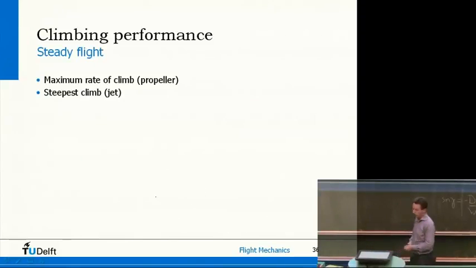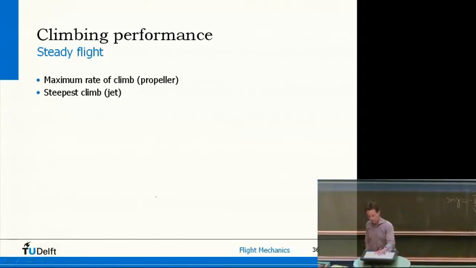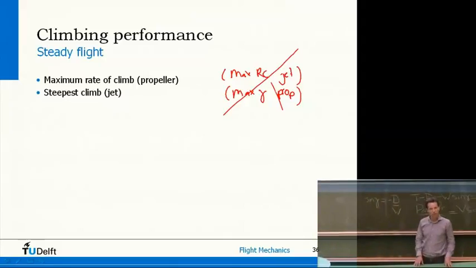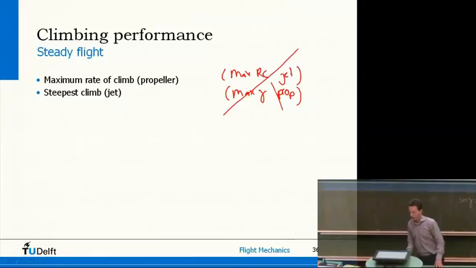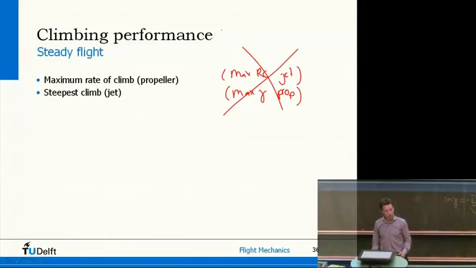So, what am I going to talk about? Two things. I'm going to treat the maximum rate of climb for a propeller aircraft and the steepest climb for a jet. And what I'm not going to treat is maximum rate of climb for a jet or maximum angle for a prop. So I'm not going to do this. And why am I not doing that? The reason is simple. There is no analytical solution to it, so you cannot simply write it out on the exam. However, if you have this picture for a given aircraft with either power or thrust, then you could easily read it from the diagram.